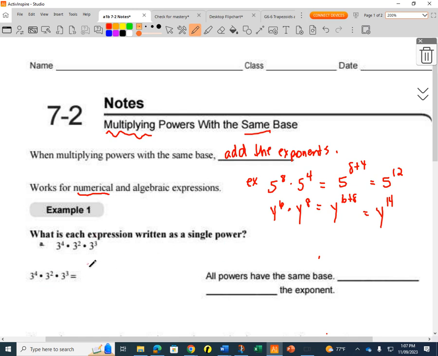So to solve this problem, we're looking here, all the powers have the same base, so we're going to add the exponents.